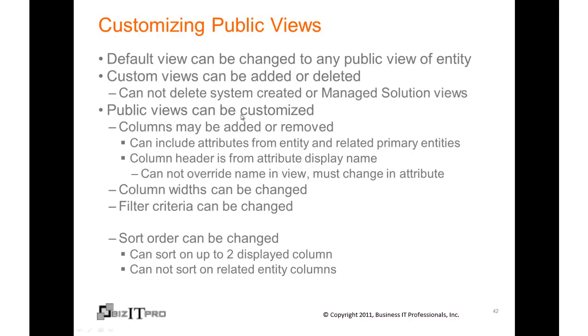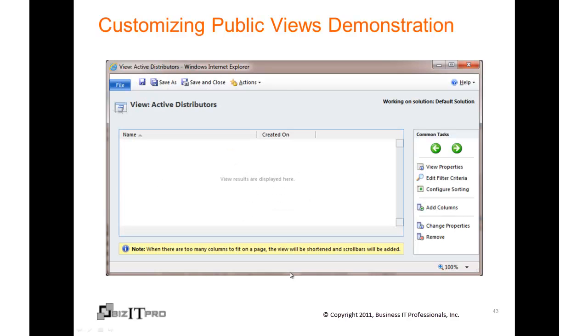Public views can be customized. Columns can be added or removed. You can include attributes from the entity and related primary entities. The column header works the same way as it does in the system views, as do column widths and filter criteria. We can change the sort order, and we cannot sort on related entity columns. So let's take a quick look at maintaining the public views.